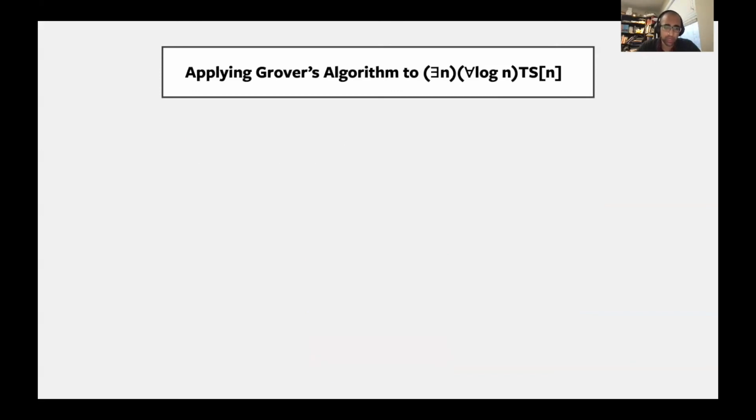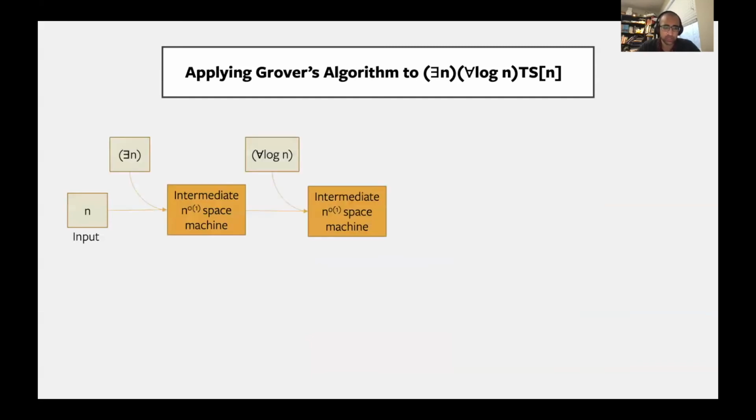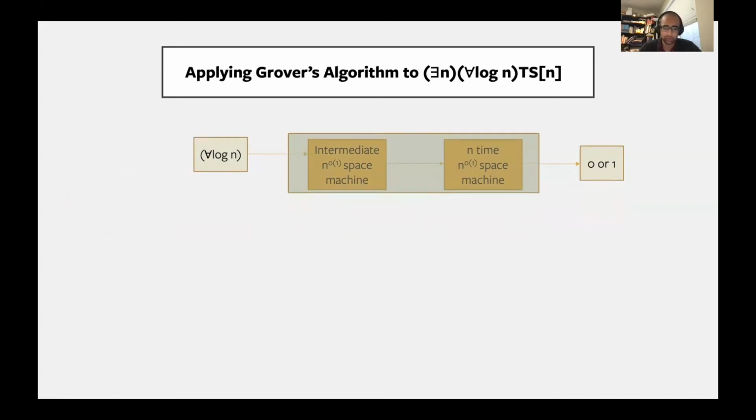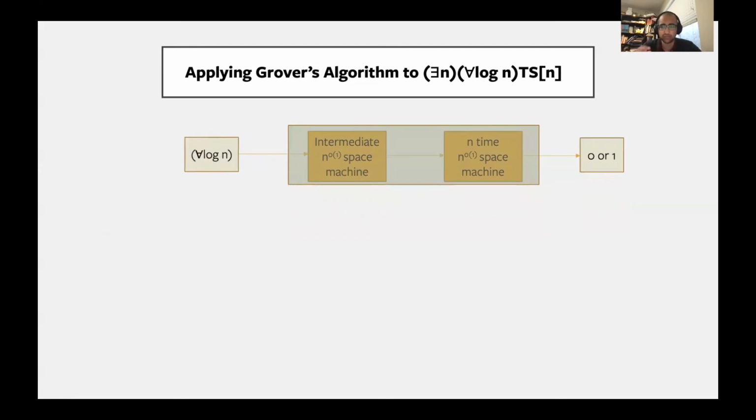And now let's try applying Grover's algorithm to exists n for all log n TS n. So as mentioned, a machine from this complexity class takes an n-bit input. There's an existential part, a universal part, a verifier, and the output. So let's start by combining the second intermediate machine and the verifier, and then let's fix the output from the existential part. So now what we're left with is the green box, which is a function of the guess of the universal quantifier. It takes the guess from the universal quantifier along with the fixed output of the existential part and returns 0 or 1.